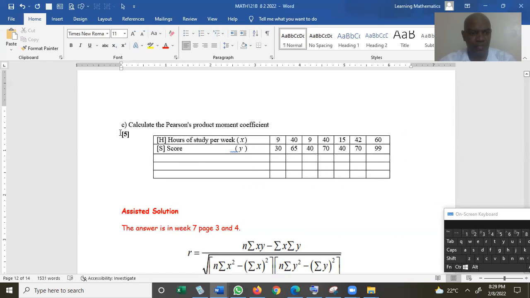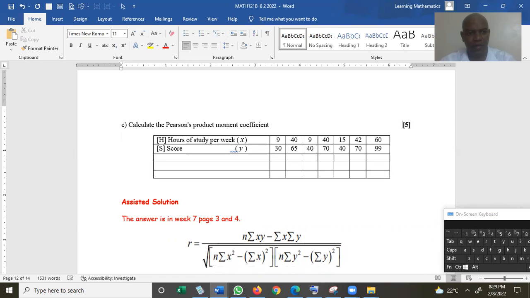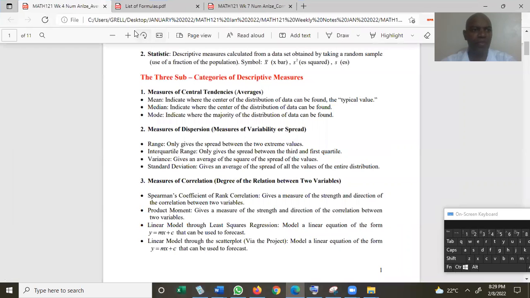The other one we did previously was Spearman's. It's all about measuring the relationship between two variables. Bear in mind, if we go to weekly notes number 4, it says that we've got the 3 subcategories to study in this course: measures of central tendency, mean, median, and mode; measures of dispersion, range, interquartile range, variance, and standard deviation; and measures of correlation, Spearman's coefficient of rank, and product moment. Then we are going to do linear regression.